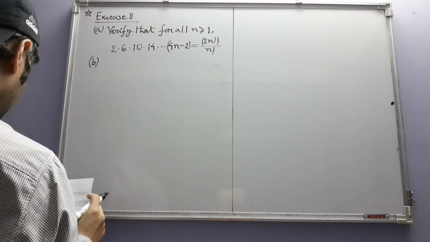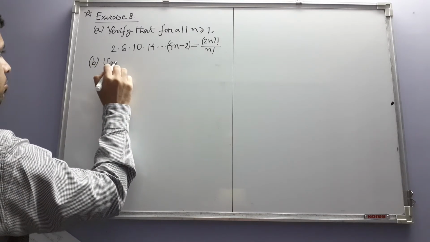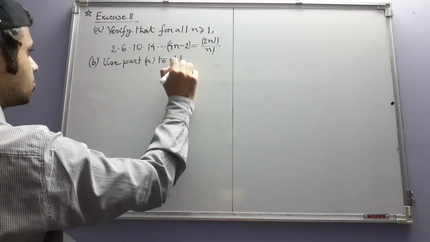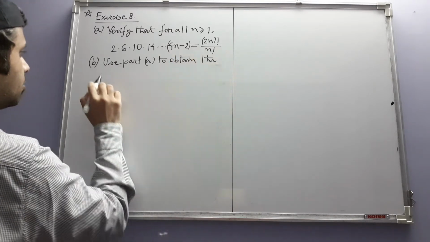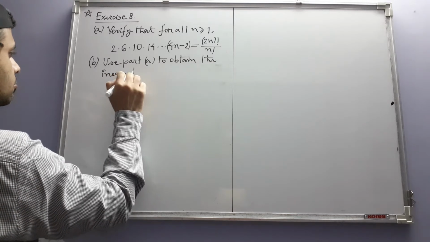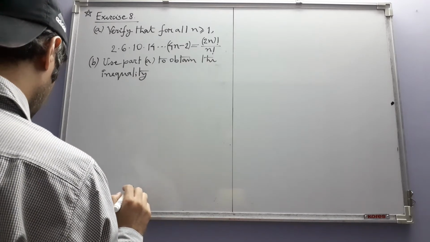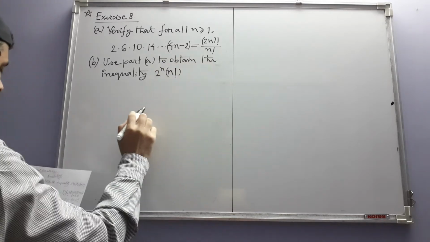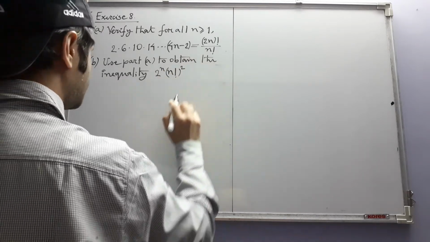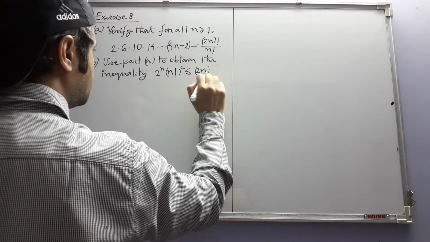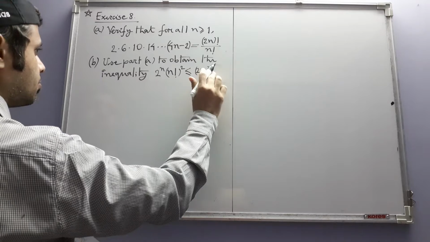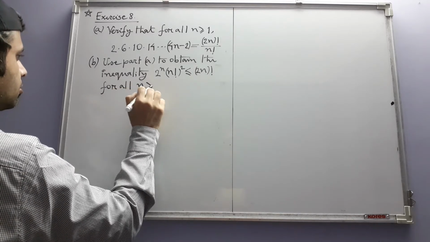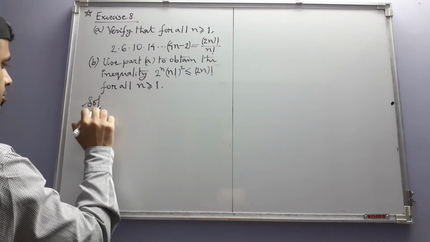And then there is part B. Use part A to obtain the inequality: 2 to the power n times n factorial squared is less than or equal to 2n factorial, for all n greater than or equal to 1. So let's see the solution.